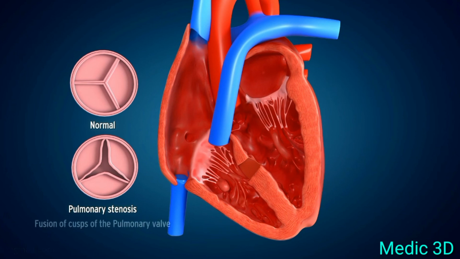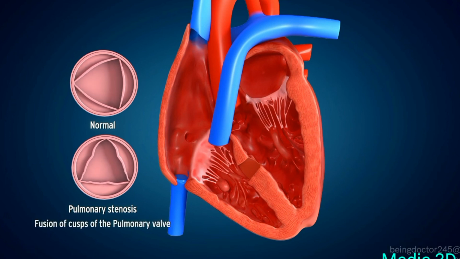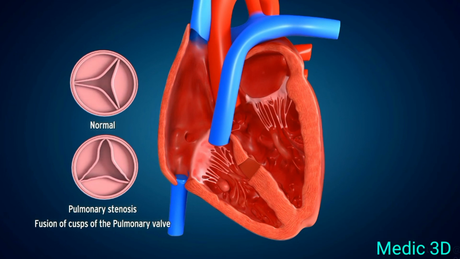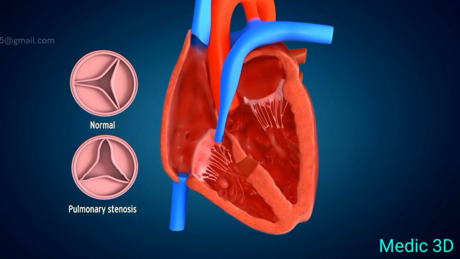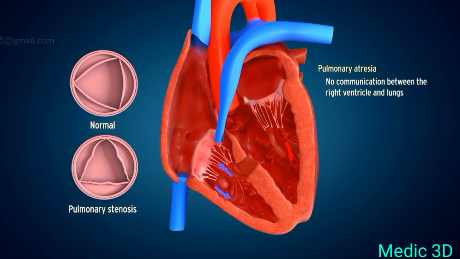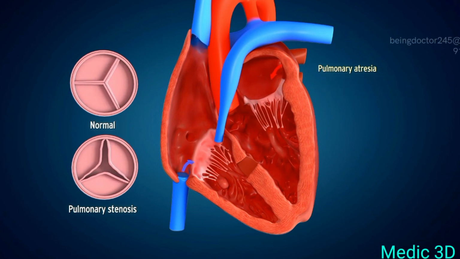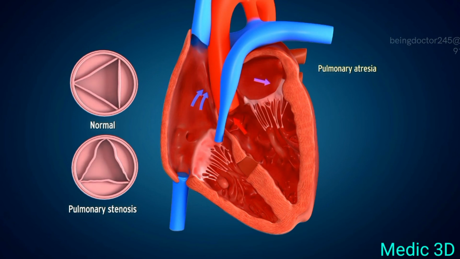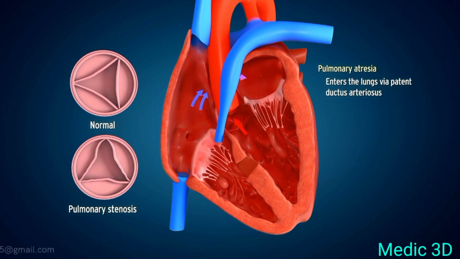It is caused by fusion of cusps of the pulmonary valve, forming a diaphragm-like blockage to the outflow of blood from the right ventricle and dilatation of the pulmonary trunk. Pulmonary atresia. There is no communication between the right ventricle and lungs. Hence, the blood bypasses the right ventricle through a defect in the interatrial septum. The blood later enters the lungs via patent ductus arteriosus.